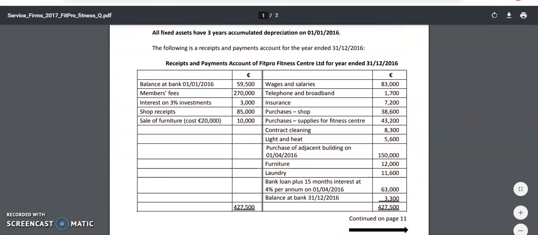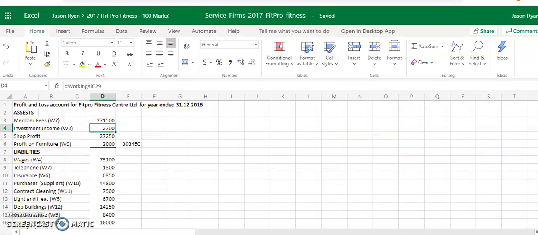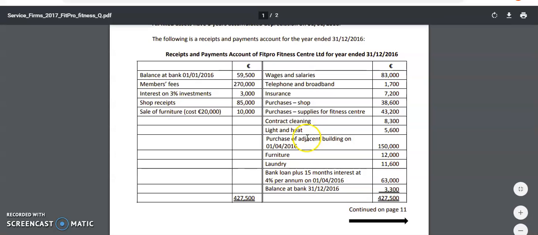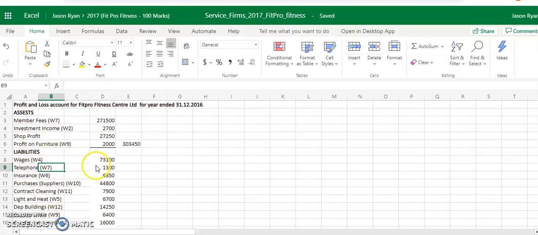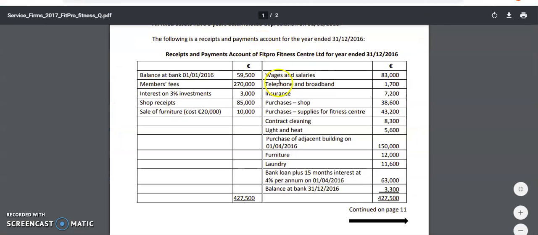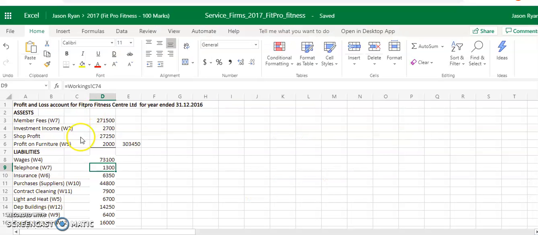So you've got wages and salaries. That's going to be a working that we did. So working 4, 73,100. You have telephone, there's a working on that. Working 7, 1,300. Insurance, there's a working on that. 6,350. So all of them would have gone into the shop.